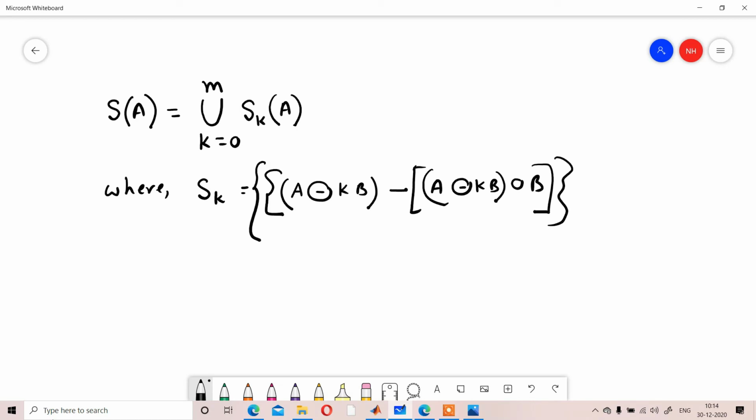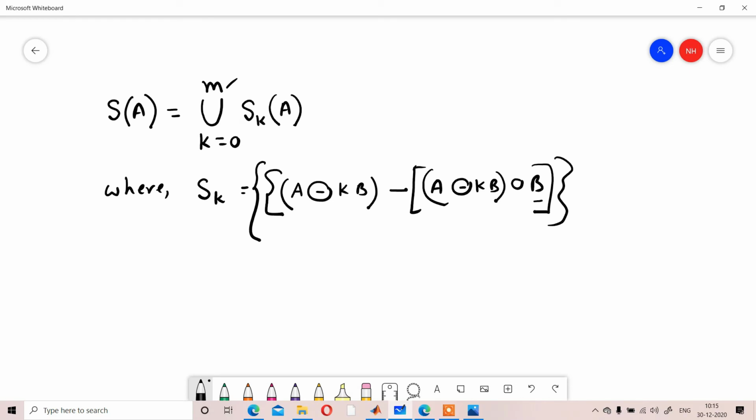So A erosion Kb means the original image will be eroded by B considering the values of K. K will vary as 0, 1, 2, 3, 4, 5, 6 up to M. And then again A erosion Kb will be opened with respect to B. So obviously the question comes, what should be the range of M? Means how many values of K we should take.